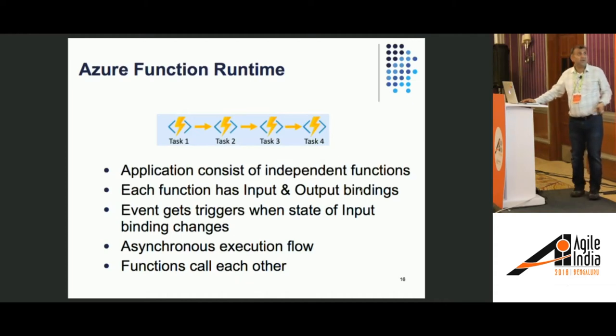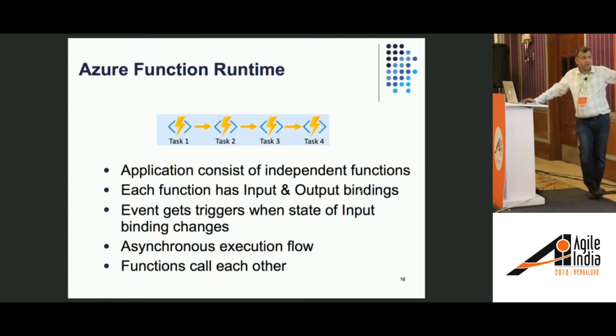So these are typical characteristics of Azure Functions. I already discussed most of them. This is more in the context of Microsoft. The key thing is that there is a trigger for input and a trigger for output, and it's an asynchronous execution flow. This is going to be true for pretty much any serverless offering.